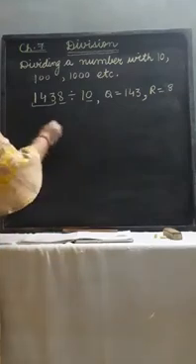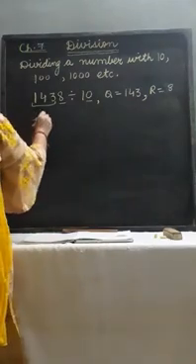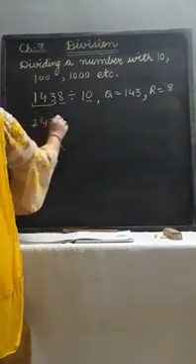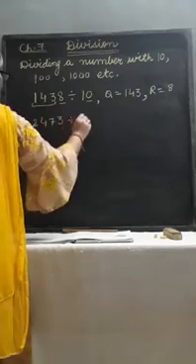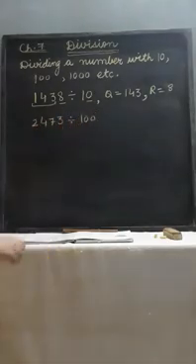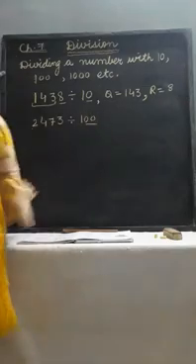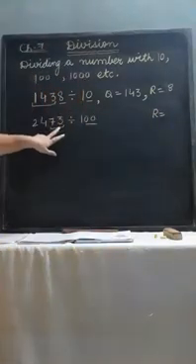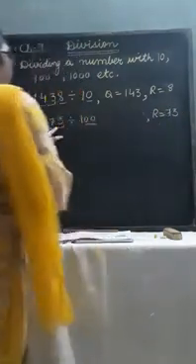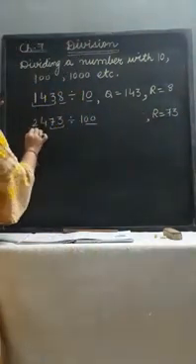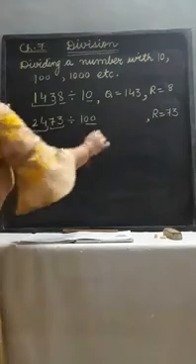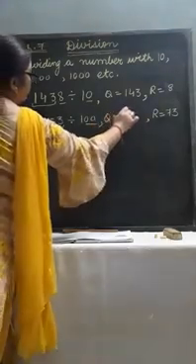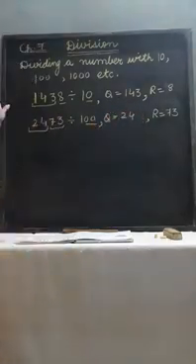Another example, 2473. Suppose we are to divide it by 100. 100 has 2 zeros. So 2 digits from the right will be the remainder. That is, 73 is the remainder. And the number formed by the rest of the digits will be the quotient. That is, the quotient is 24.